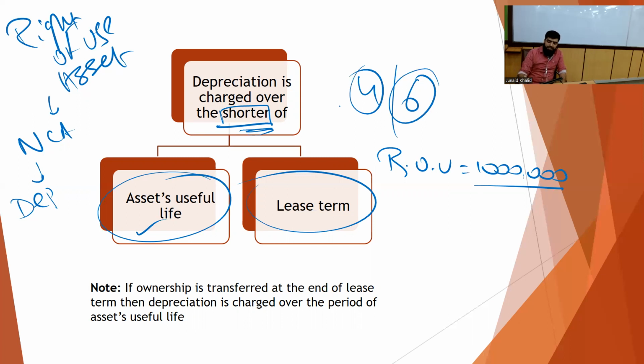So IFRS 16 states that the life should be taken over the shorter of, whichever is shorter. It means right now the lease term is shorter. Now the asset would be depreciated over the period of 4 years.